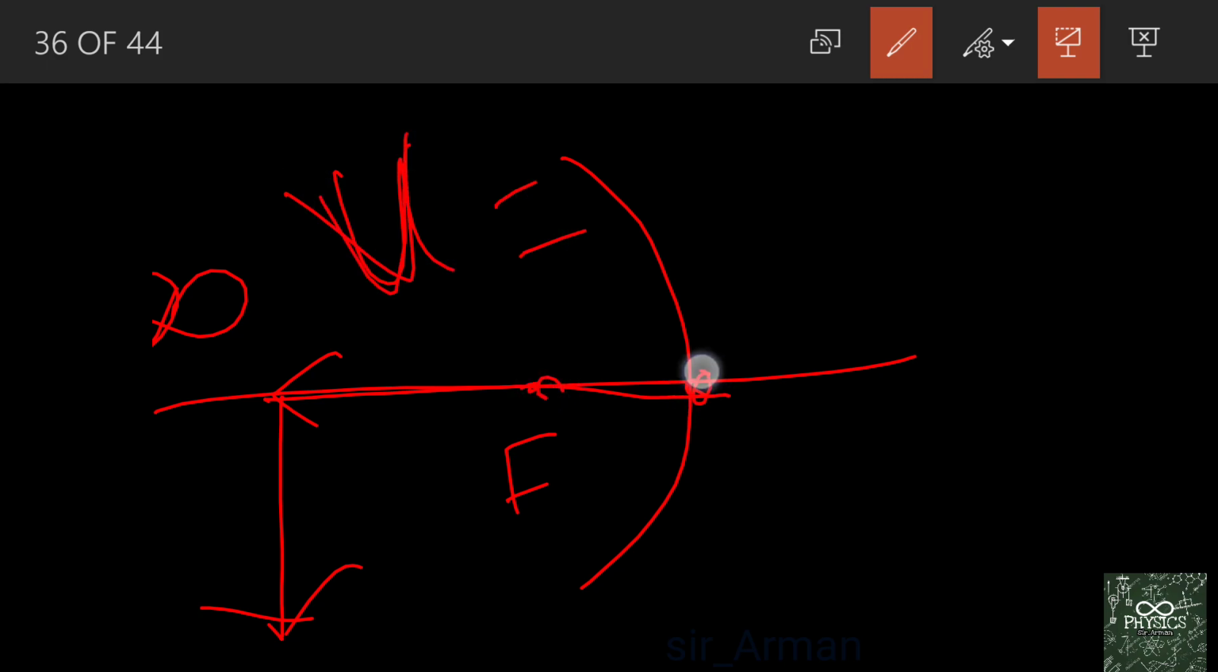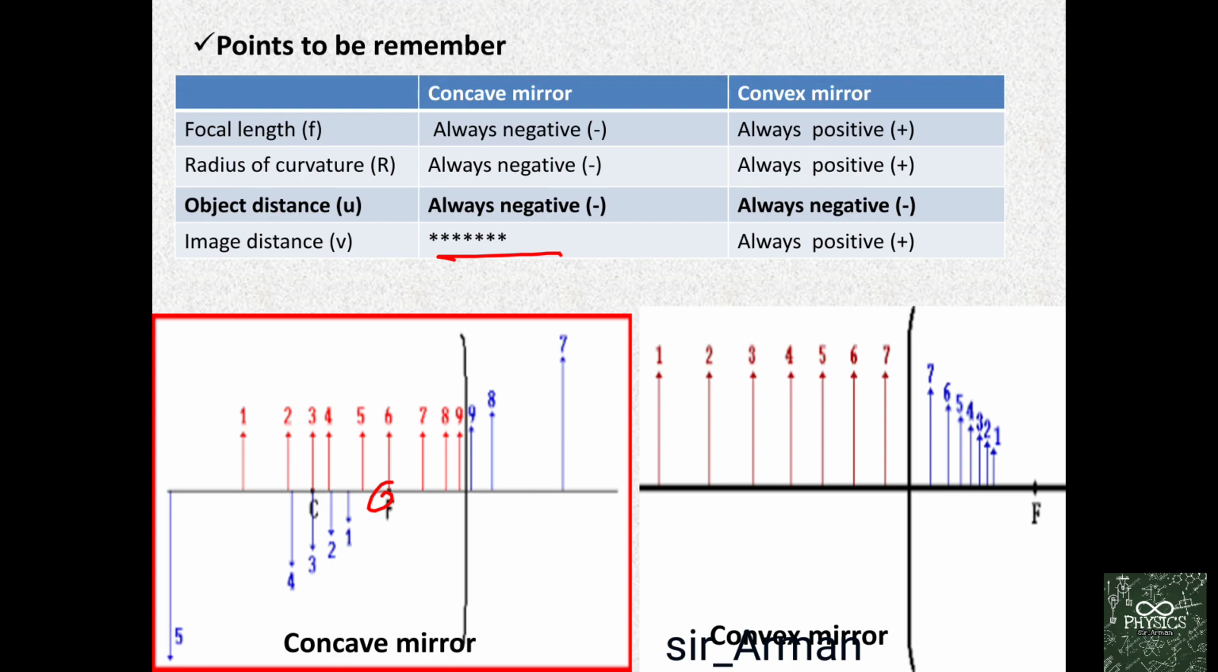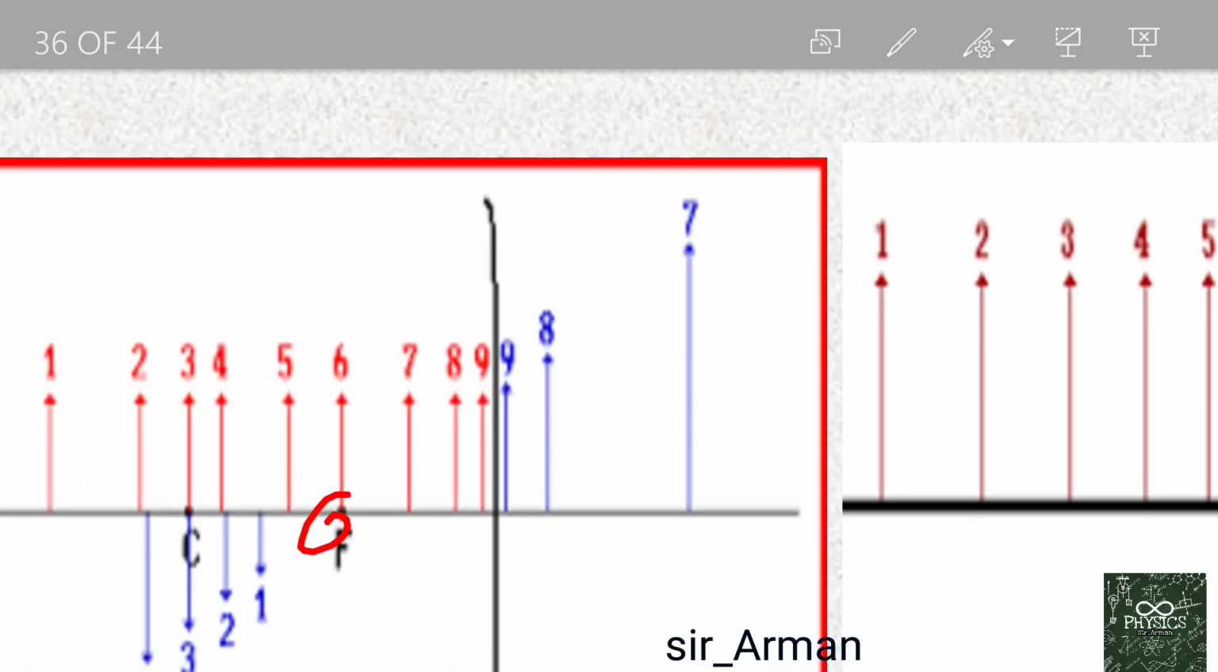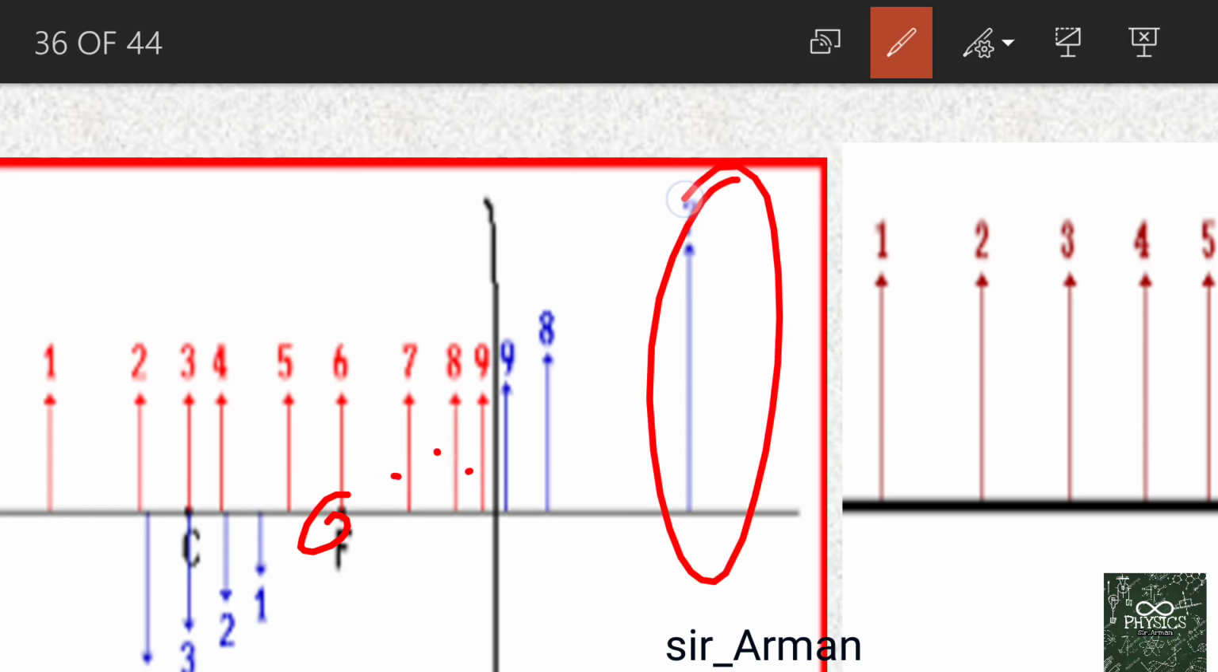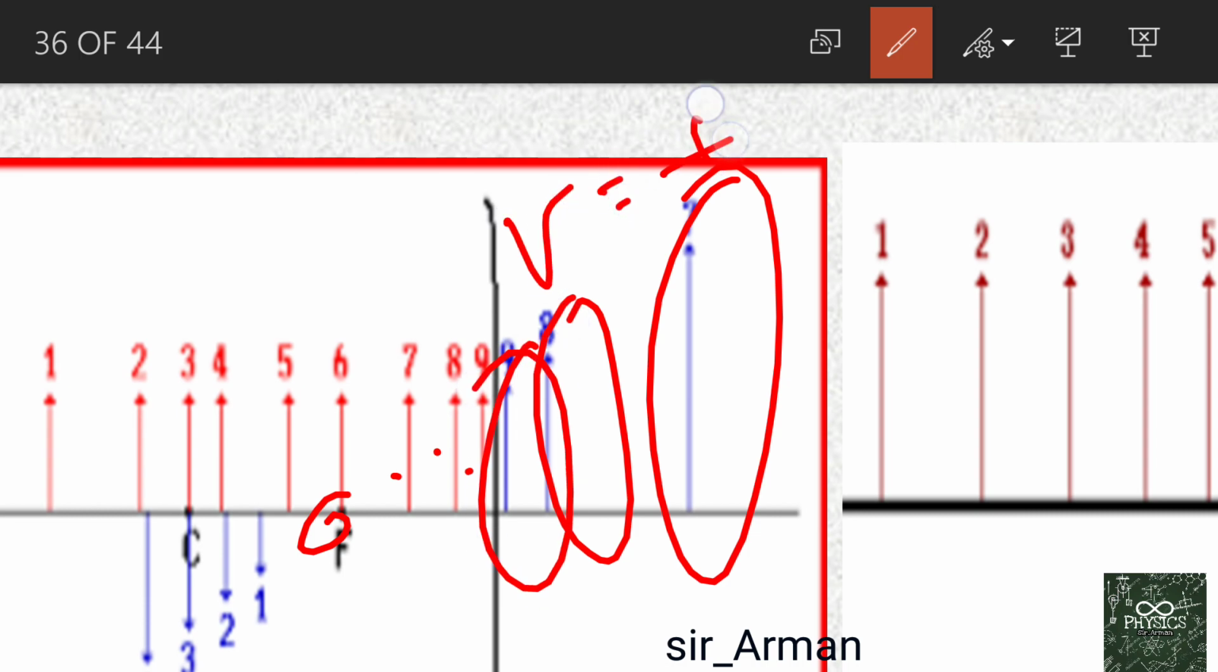But in the sixth case, remember the sixth case of a concave mirror, when we are placing the object between the center of curvature and pole, we get image here. So in this case, because the image is towards the right of the origin, the image distance is positive. So here you can see that for 7, 8 and 9, we are getting the image 7, 8 and 9. So in this case the image distances are positive.